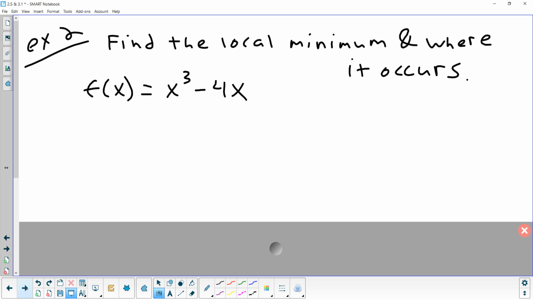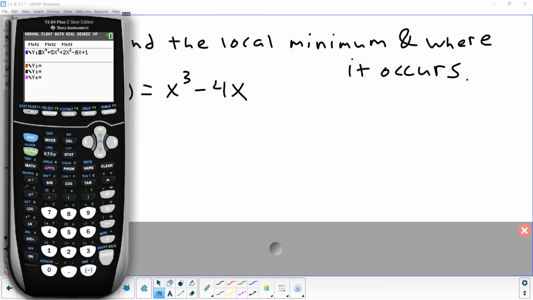All right, this says minimum. I'll do another minimum. It's the same thing. So, type in x cubed minus 4x. Big graph. This might not be a good window. It might be okay. That's fine. It says find the local minimum and then tell me where it occurs. So let's do second calc minimum.